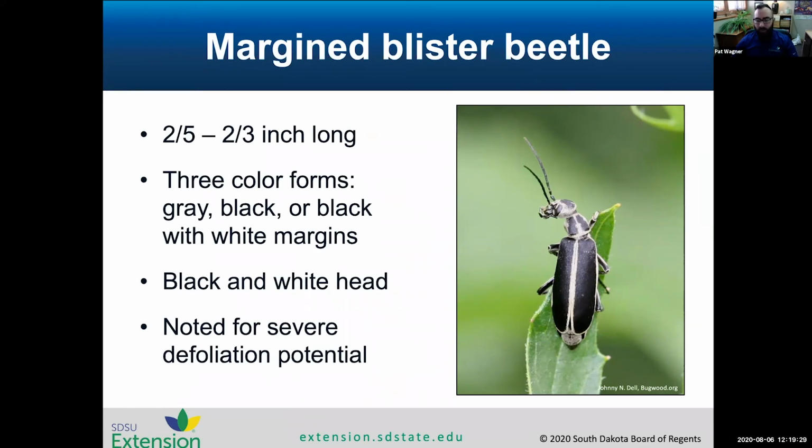And I wanted to mention that these are noted for having pretty severe defoliation potential. So more of an issue, again, if you're gardening, that these things, if they show up, can really defoliate some of your plants pretty heavily. Maybe not something to worry about with your alfalfa, but at least if you have a garden, you don't want these things showing up.